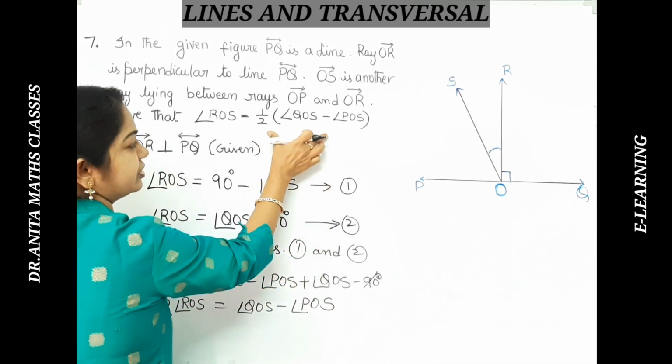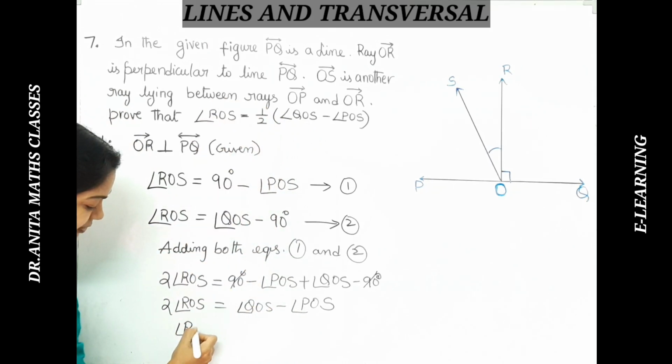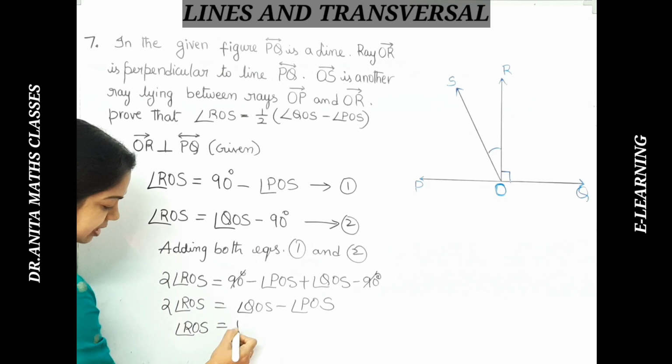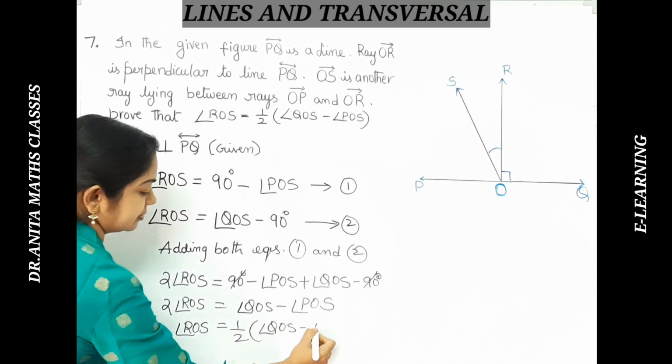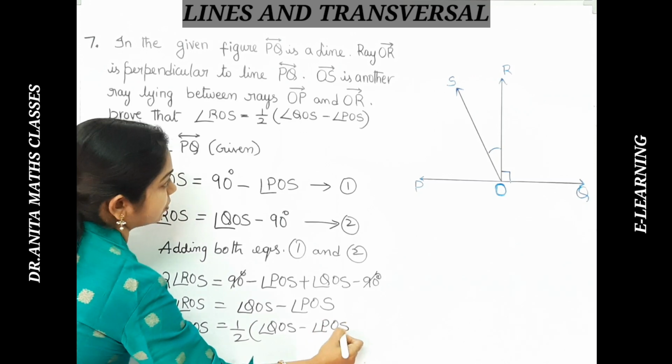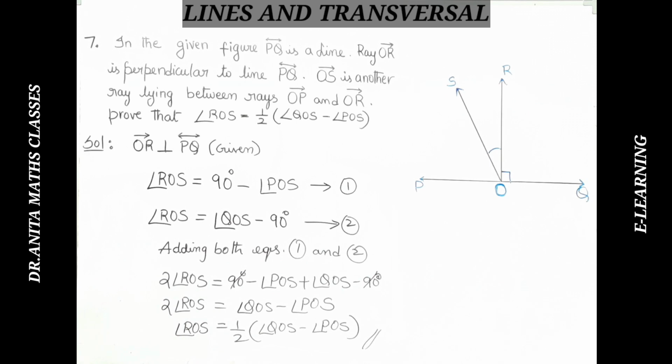Now we need to prove this. Half should be there, so we shift 2 to the other side of the equation. That becomes angle ROS equals half of angle QOS minus angle POS. This is what we need to prove. Hence proved. Please note it down.